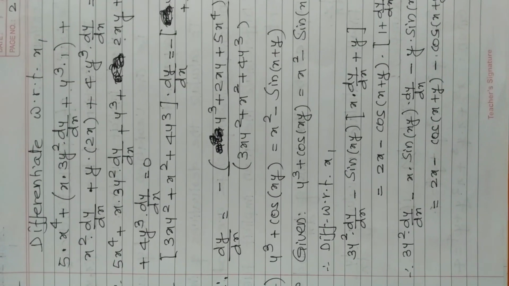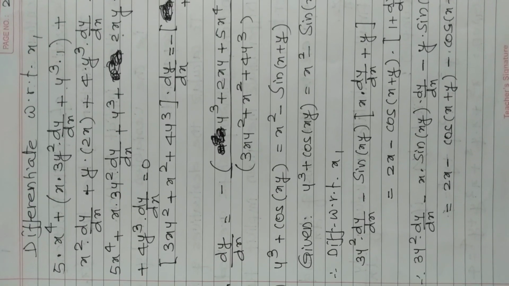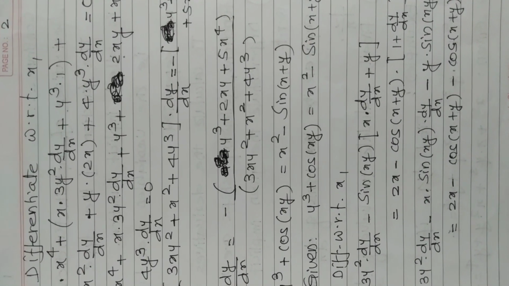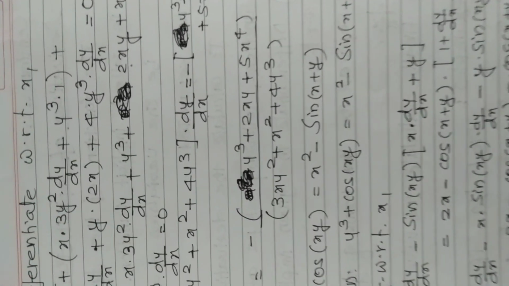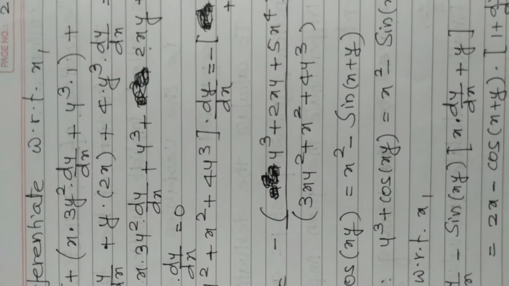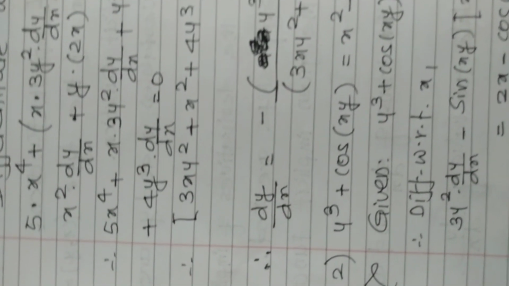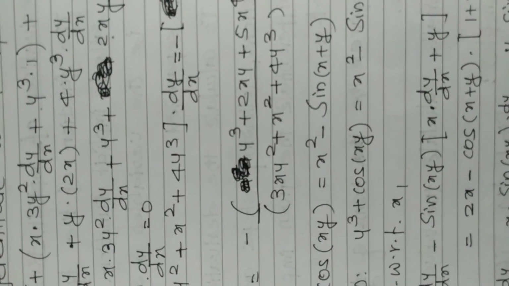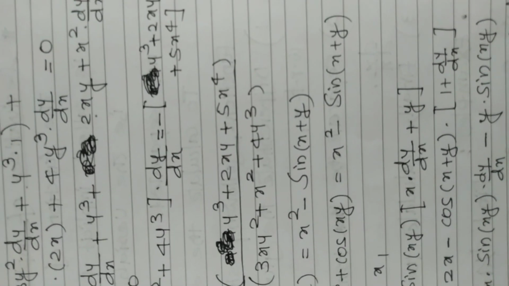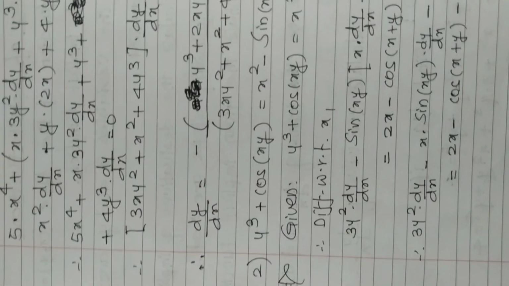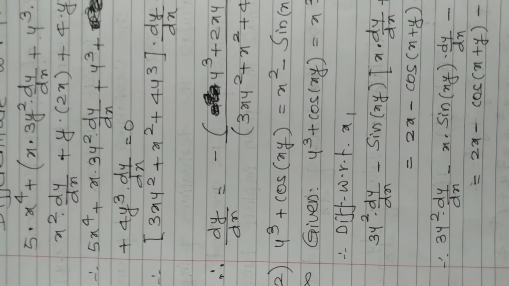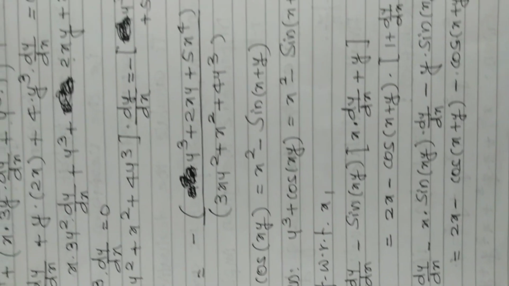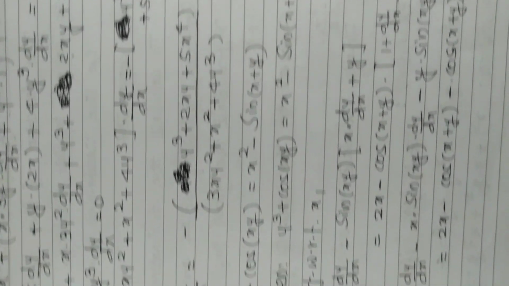So we get 5 into x raised to 4, plus, using the product rule for the second term, x into 3y square into dy by dx plus y cube into 1, plus x square into dy by dx plus y into 2x, plus 4y cube into dy by dx equals 0, since the derivative of a constant is 0. Then once again collect the terms of dy by dx, taking dy by dx common.